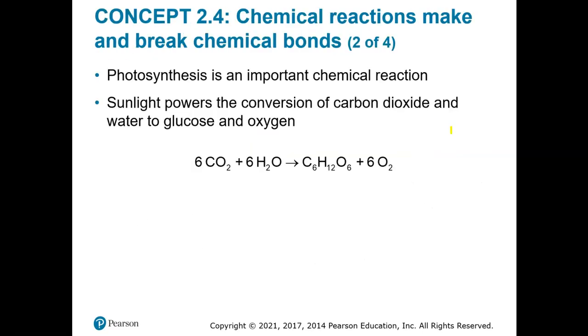All right, this is another chemical equation. It's called photosynthesis. Just an example. Photosynthesis, of course, is when plants absorb sunlight and they convert carbon dioxide and water to glucose and oxygen. They make their own food in the form of glucose.